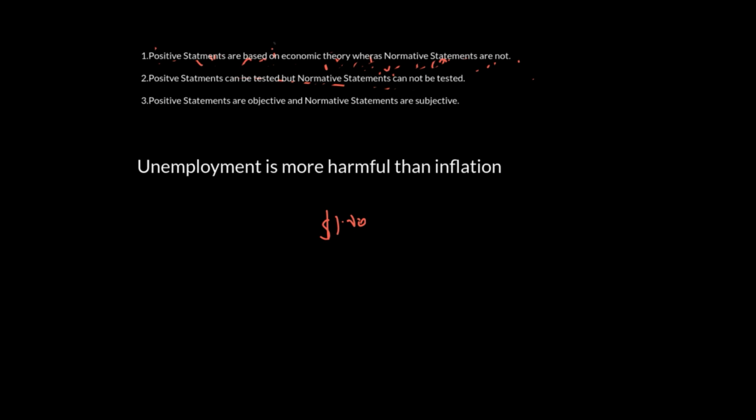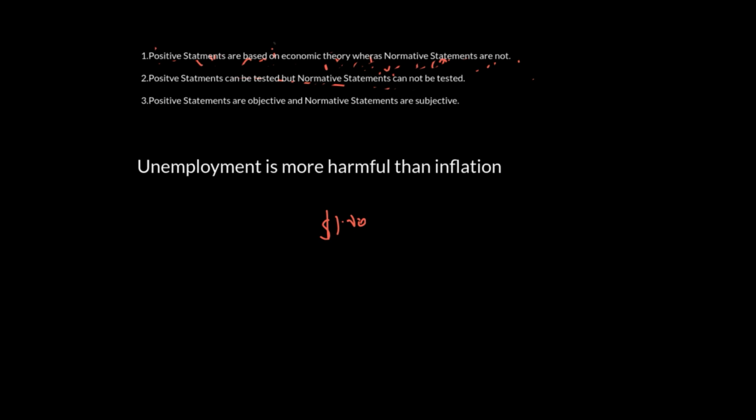Let's look at the second determining rule. The second rule says that positive statements can be tested. In this case, we can't really measure whether it's more harmful or not, because what does harmful really mean? Even if we say that unemployment is harmful, it might not be harmful. It's not necessary that unemployment is harmful. So we can't measure its harmfulness as such.